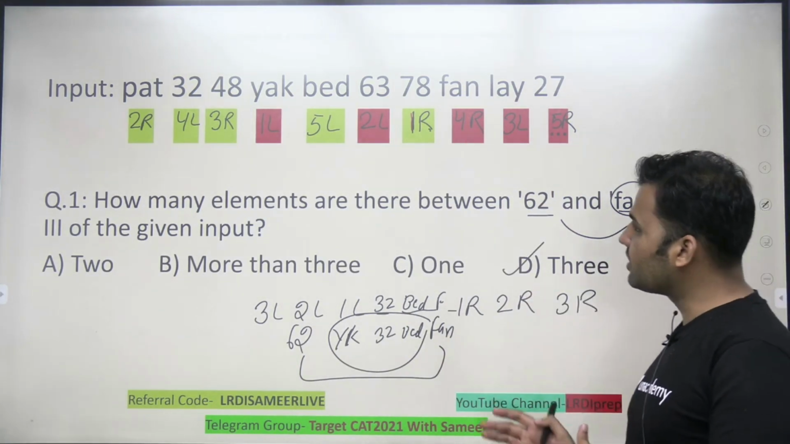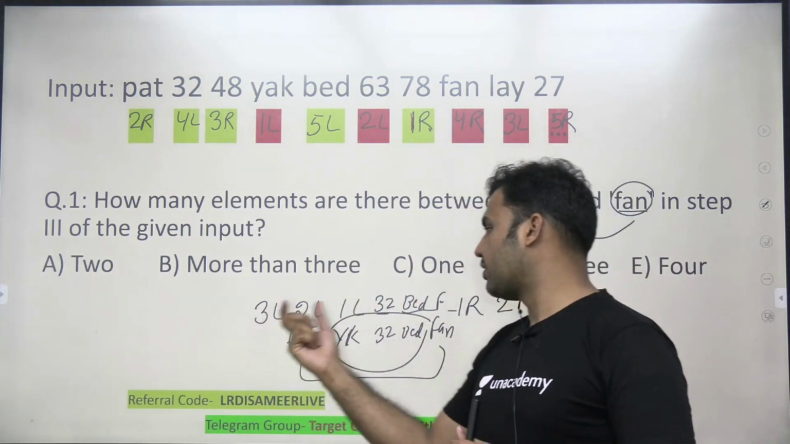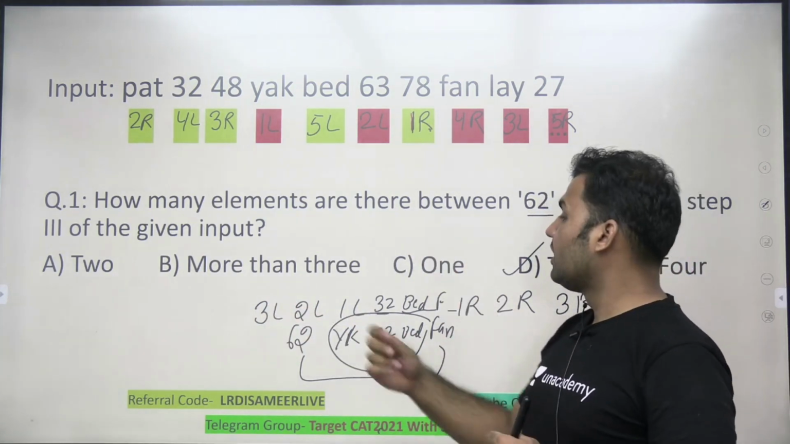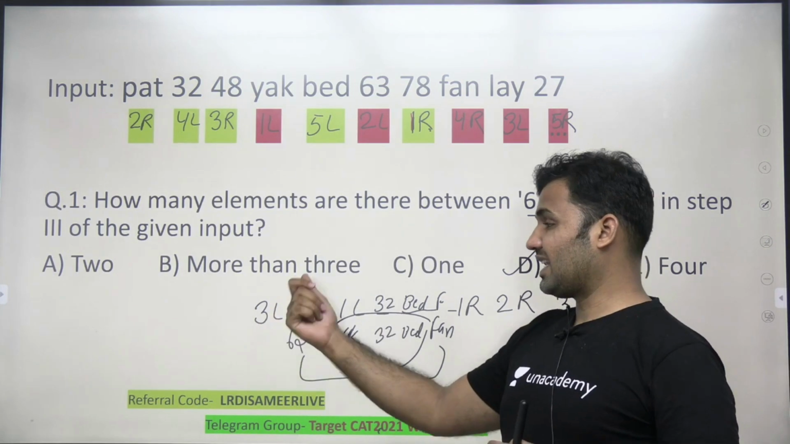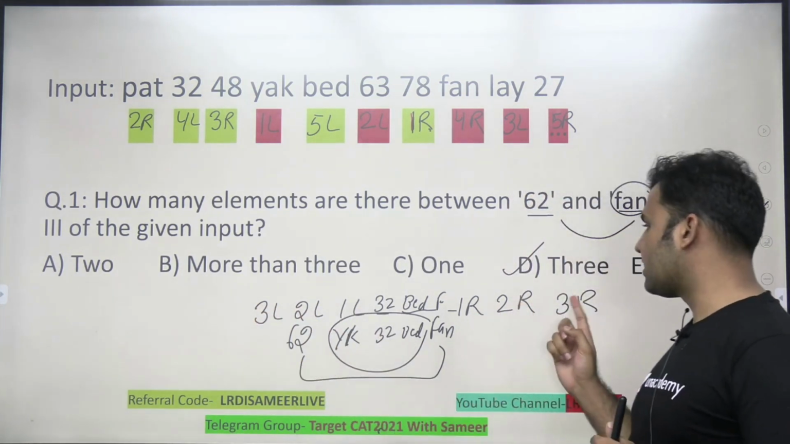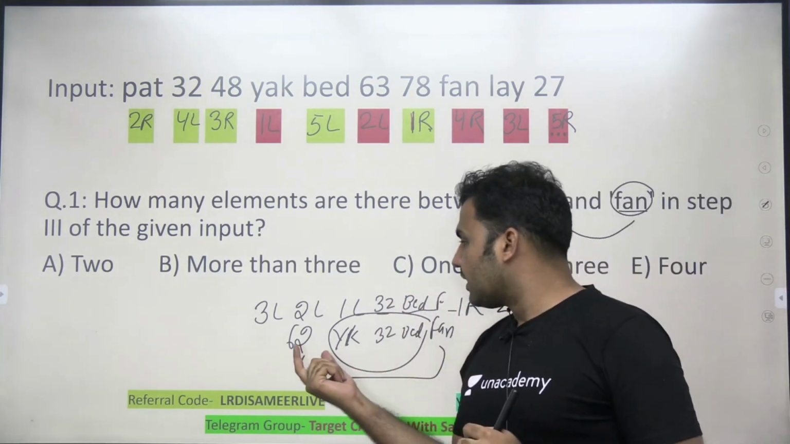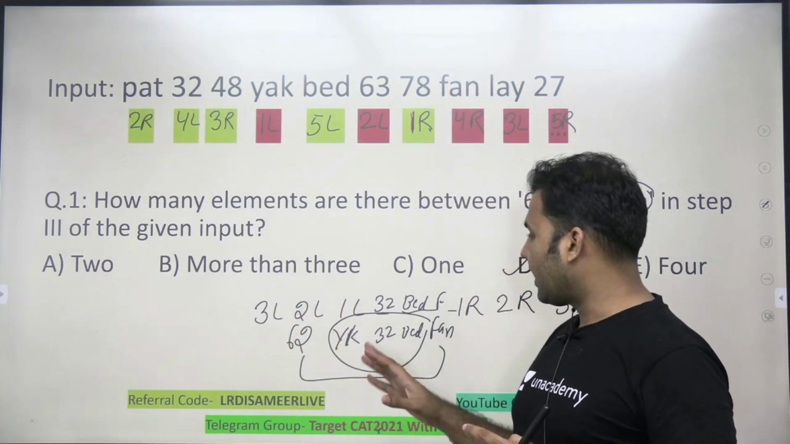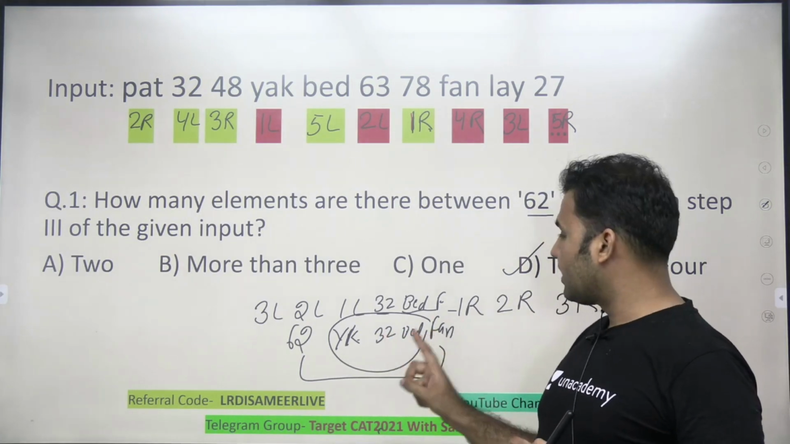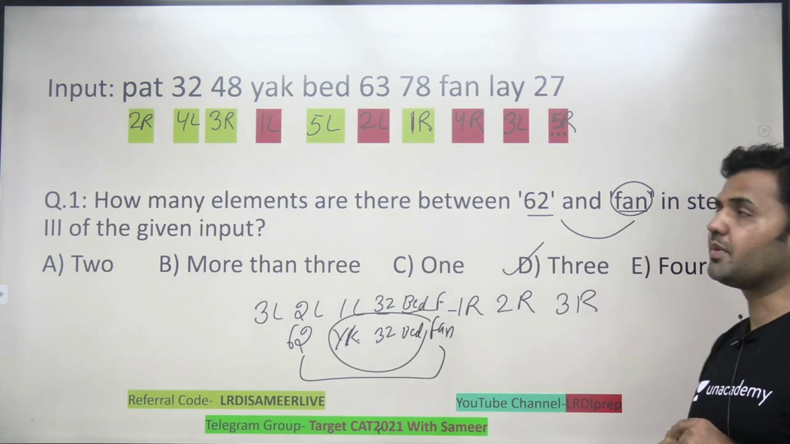You don't need to write down the steps to answer the question. All you need to do is just put the elements 3L, 2L, 1L, because we are talking about the third step. So first the leftmost element will be 3L, then the next will be 2L, and the next will be 1L. This is 1R, 2R, and 3R, and the rest of the elements will be placed in between as they are without any change. And 62 is positioned at 2L, and 1L will be YK, and the rest of the elements will come as they are. Now you see that between 62 and F, there are 3 elements. So therefore the answer to the question is option number D.